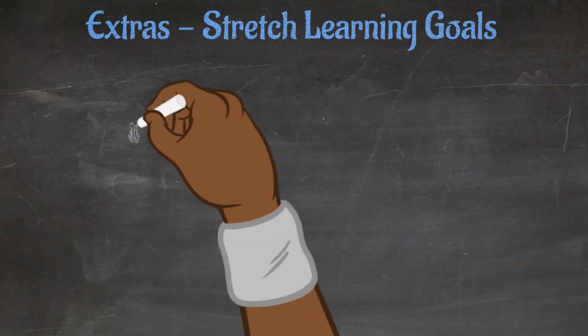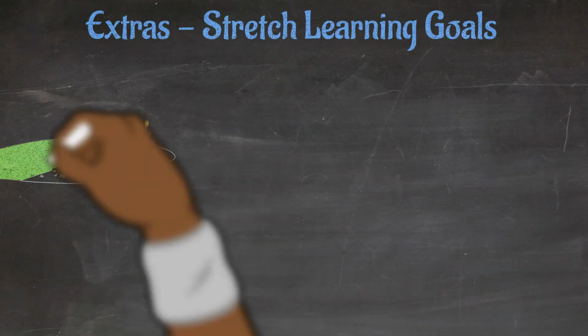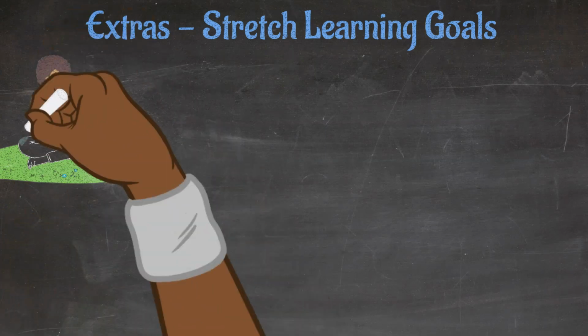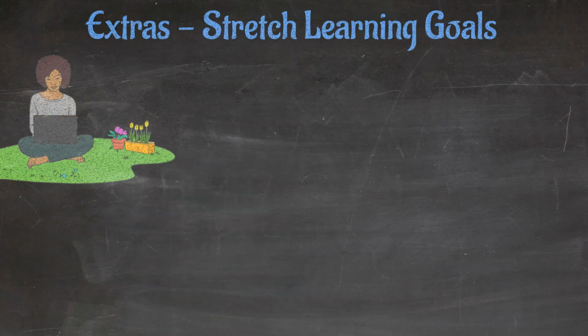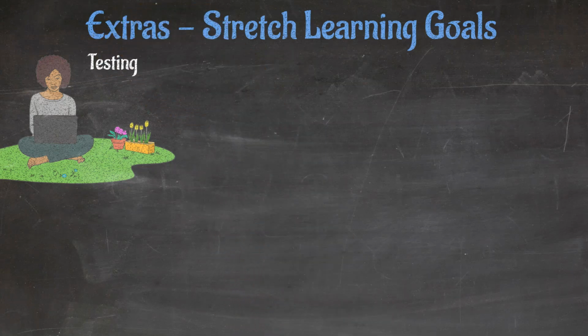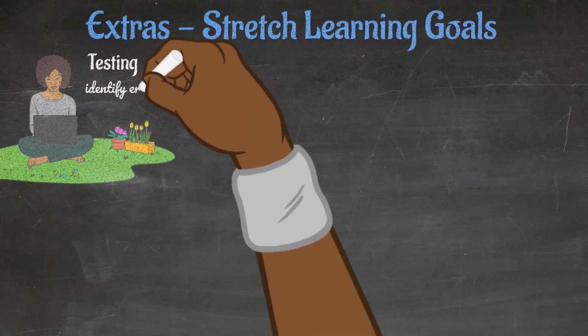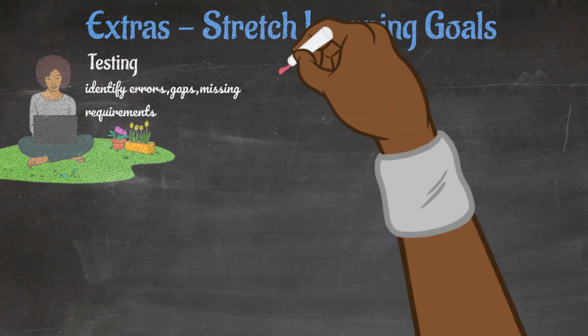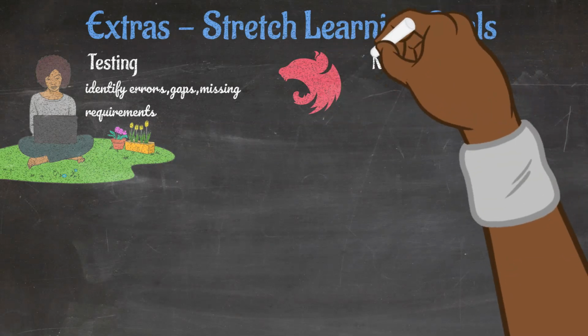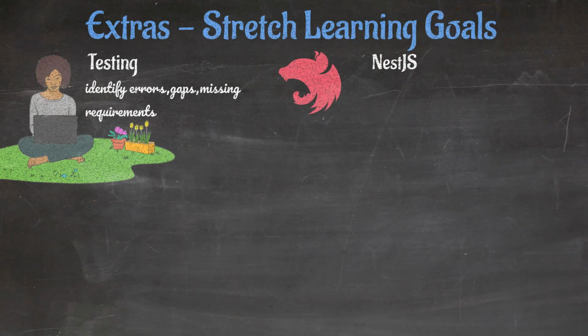Extras, or the stretch learning goals. Testing. Testing is the process of verifying a system with the purpose of identifying any errors, gaps, or missing requirements versus the actual requirement. They are of 3 types: integration, unit, and functional testing. Nest.js. I believe this Node.js framework is worth learning since it's extensible, flexible, versatile, scalable, and progressive.